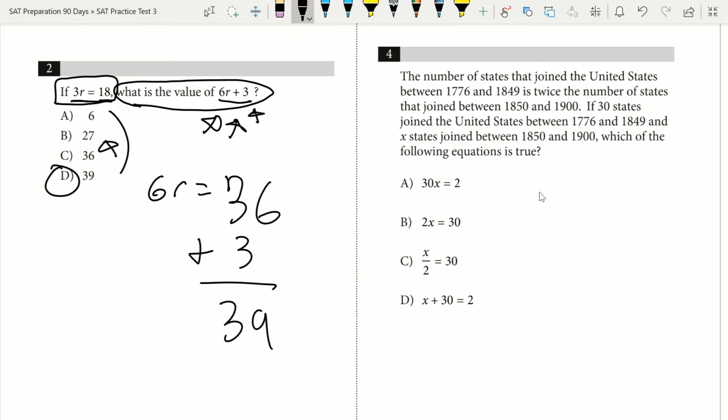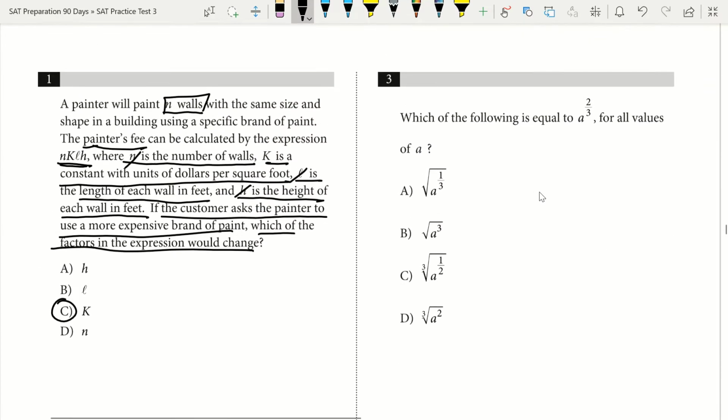That's the big strategy with questions like these. If you have something like 6r or 9r or 12r, or say it was 1.5r, then you're going to take whatever factor you use to get from 3r to 6r, and apply it to this 18 in order to get that, right? And then you just have to add 3 to it. So that's the big tip for number 2. You can put that in your notes if you would like.